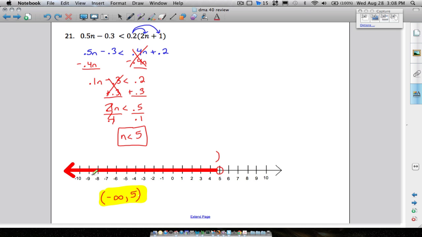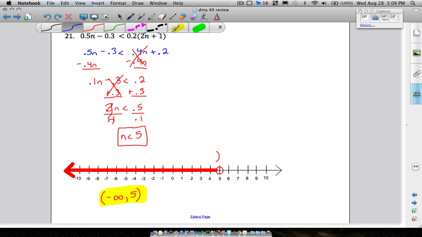Okay. Now let's check our work here. Let's make sure this makes some sense. I like to plug a number in. Now we got decimals to plug in, so that's going to be a little pain, but it'll be all right. Let's plug in 0. Since 0 is in the shaded region, it should work. Plugging in 0, 0.5 times 0 is 0, minus 0.3, we get negative 0.3 over here. Plugging in 0 right here, 2 times 0 is 0, plus 1 is 1. 1 times 0.2 is 0.2.